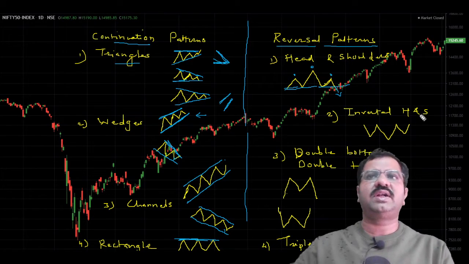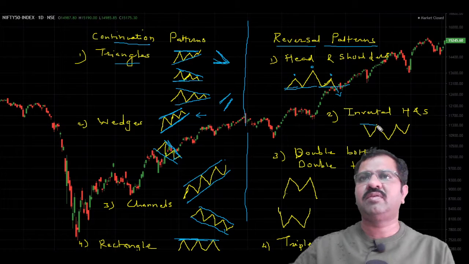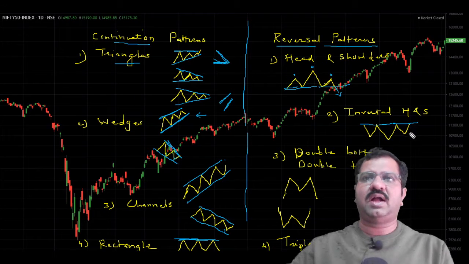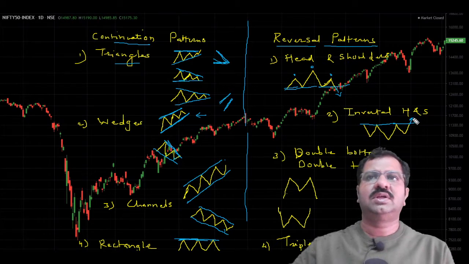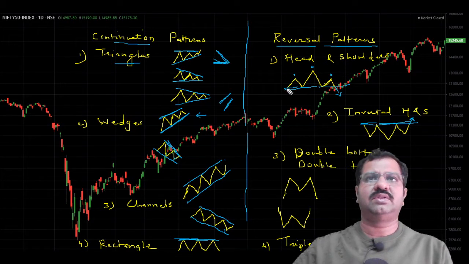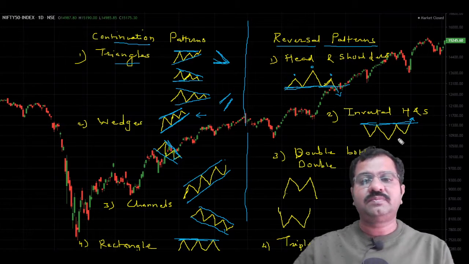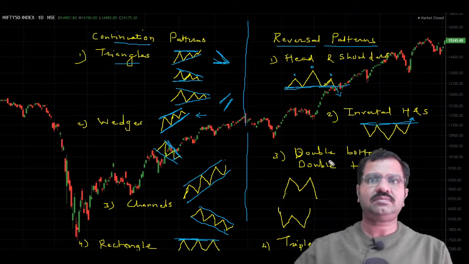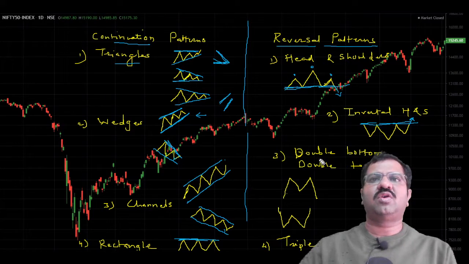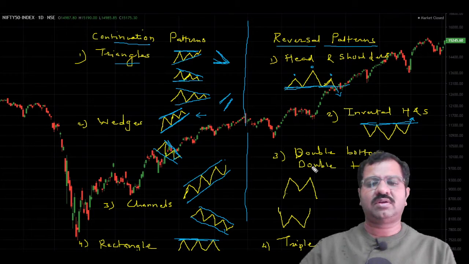The next pattern is inverted head and shoulders, which is like the reverse of head and shoulders. This generally forms at the bottom, and when this pattern forms and price moves above this, it is called a breakout, and this is a reversal. These lines are key levels, and they are called the neckline. Then we have an important reversal pattern, which is called double bottom or double top.